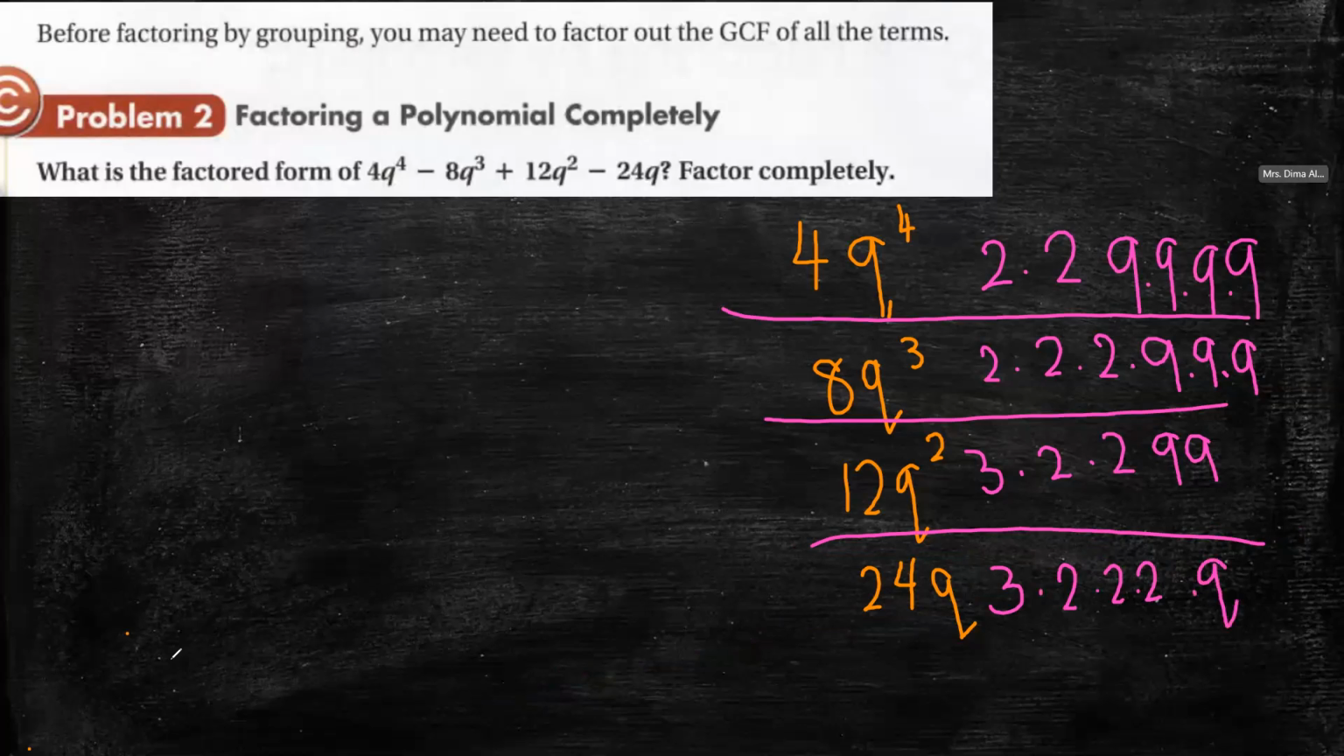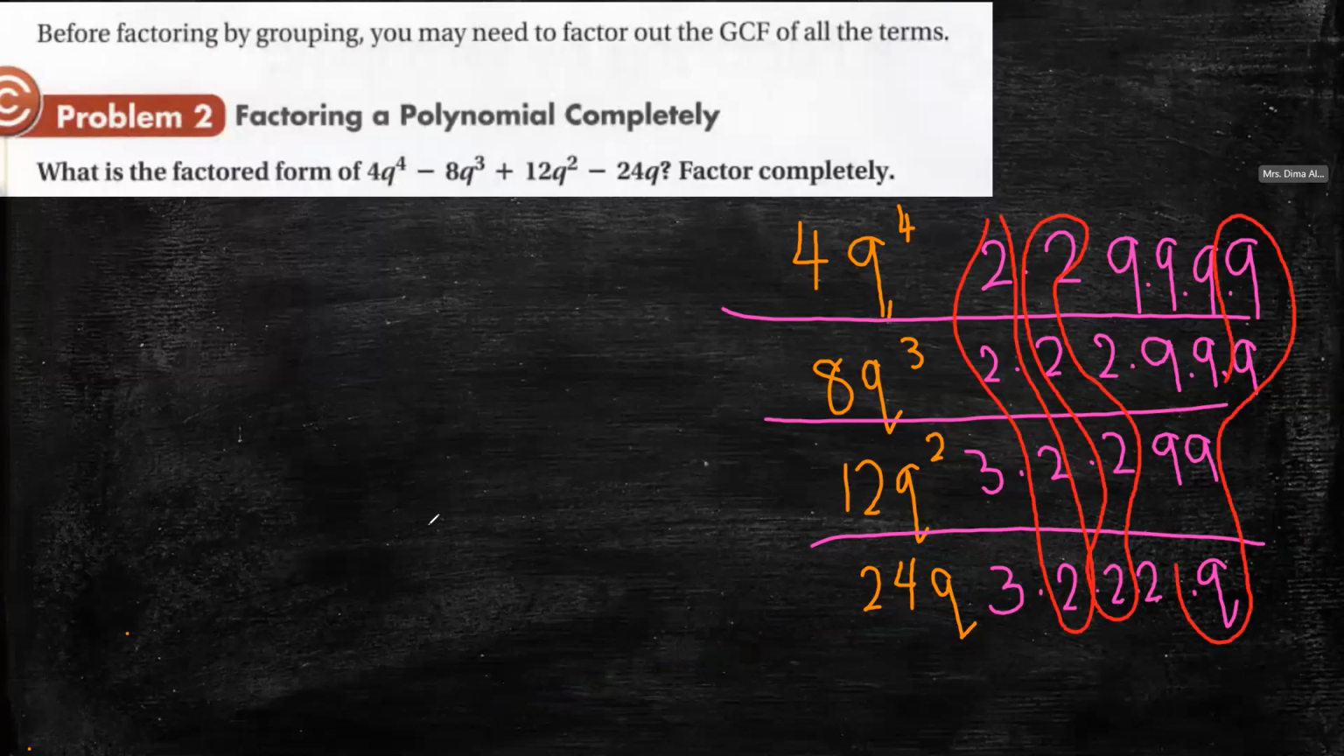Then let's find now the greatest common factor. 2, 2, 2, 2, and also there's another 2. The 3, is it common? No. Q, only one q is in common. So here, the greatest common factor is 2 times 2 times q, which is 4q. So let's put here 4q as a common factor.